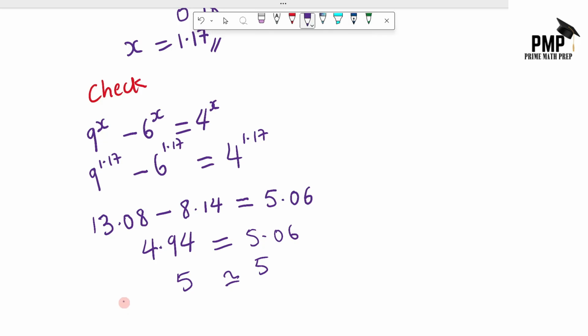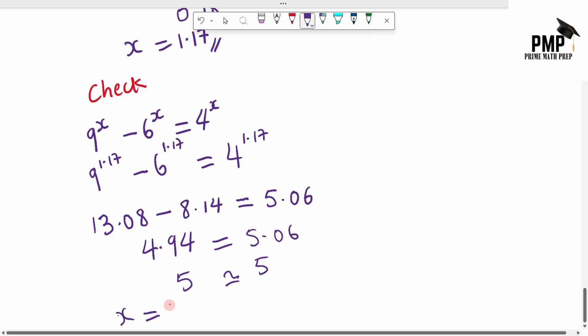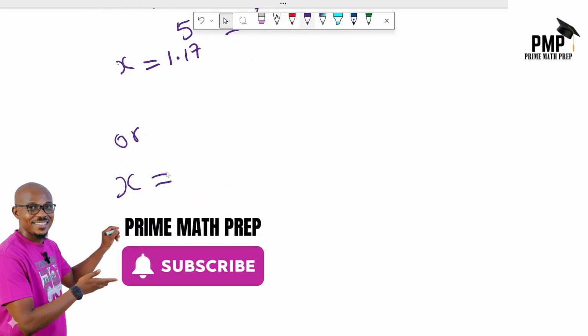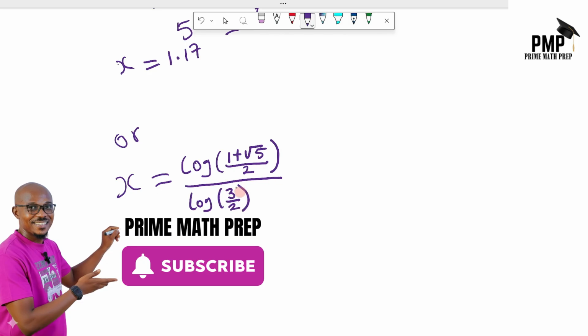So we can say that our x is either in decimal form of 1.17, or our x can still be written as log (1 + √5)/2 all over log (3/2). It depends on which format you want to use. In decimal format, it is like this. Without a calculator, you can leave it as this. They are both the same and correct.